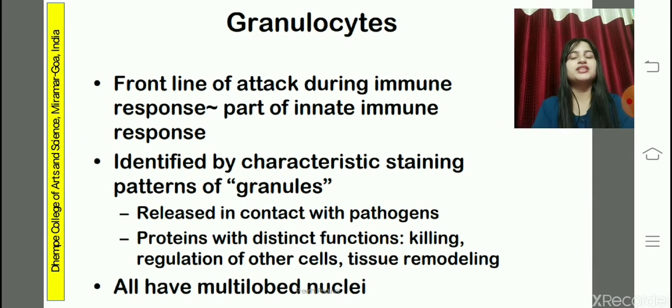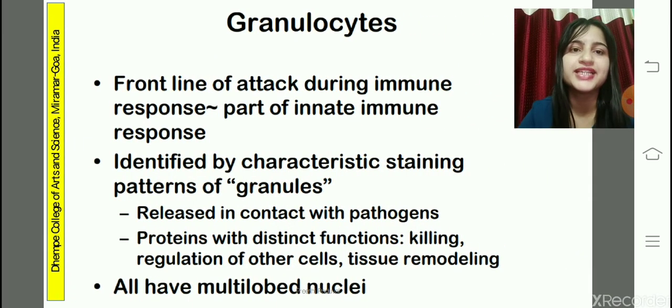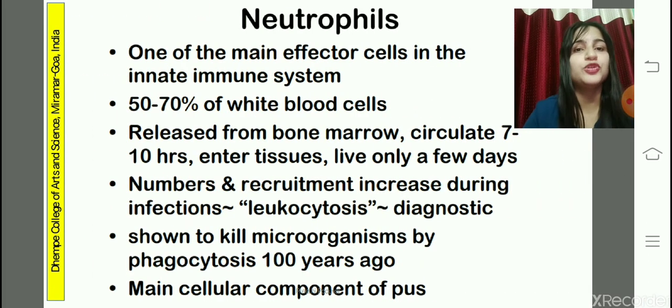So we'll move on to these cells, starting with granulocytes. They are the first or the front line attacking cells while giving an immune response, and they are a part of the innate immunity. They are very special because of their staining pattern. They give granules and they are released when in contact with a pathogen. The main functions of these are killing of the pathogens or the antigens, as well as regulation of other cells as well as tissue modeling, and they all have multi-lobed nuclei.